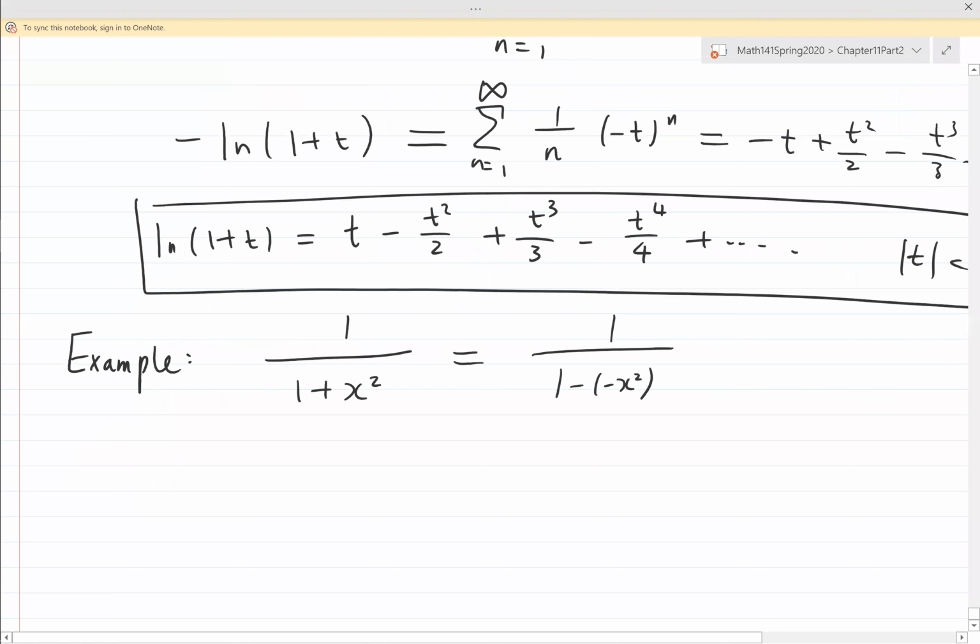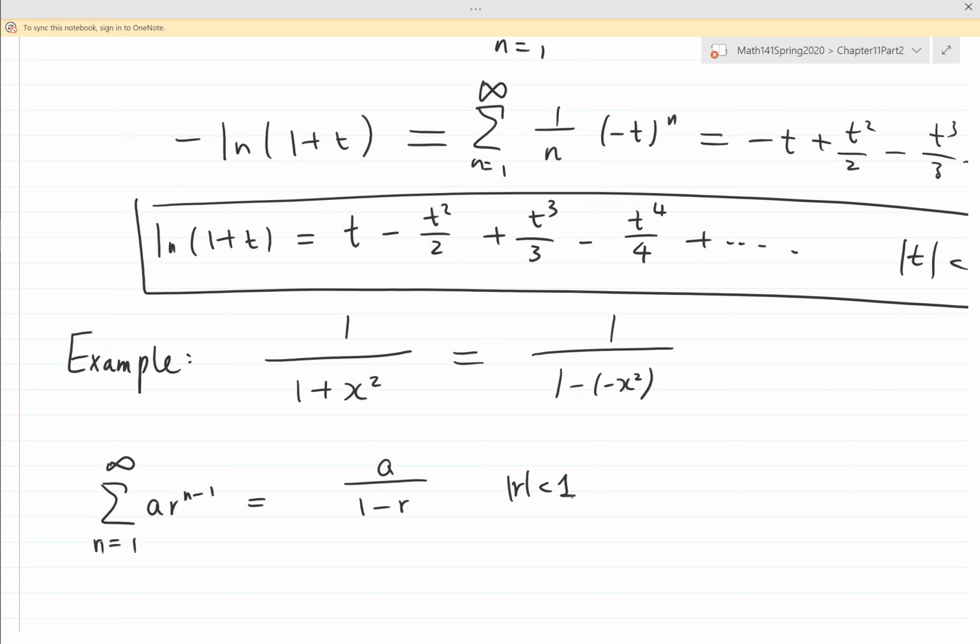Remember, this geometric series, the sum of a r to the n minus 1, n from 1 to infinity, is a over 1 minus r. Here the absolute value of r is bounded by 1. So we can use the expansion of the geometric series.